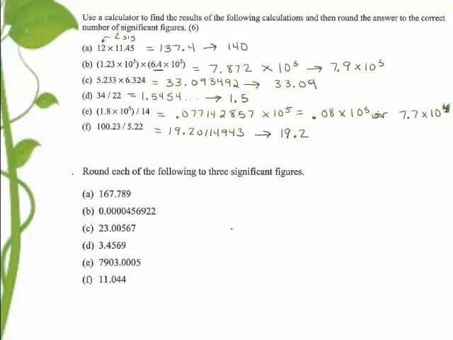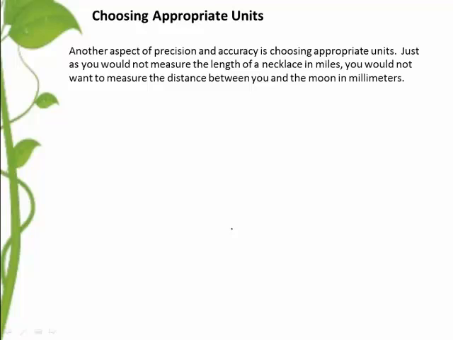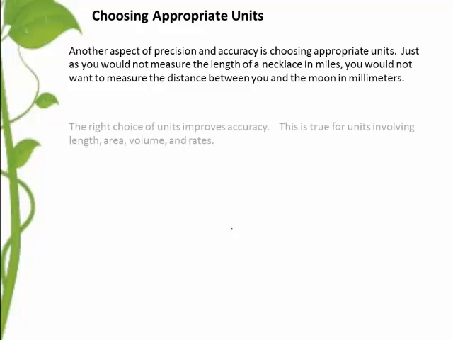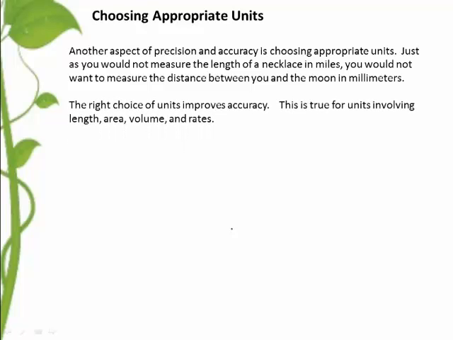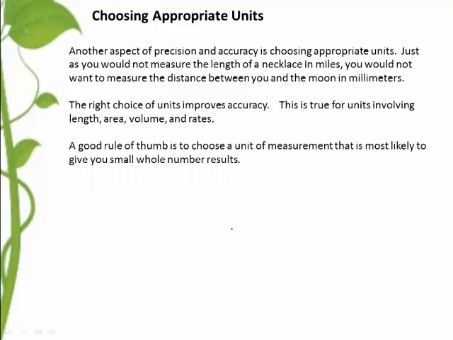Okay, we're going to go ahead and skip this next section and move on to choosing appropriate units. Another aspect of precision and accuracy is to choose the appropriate units. So we wouldn't measure a necklace in miles, we wouldn't measure the distance to the moon in millimeters. So the right choice of unit improves accuracy because it's very difficult to measure accurately if you're using the wrong units. So a good rule of thumb is to choose a unit of measurement that is most likely to give you small whole number results.